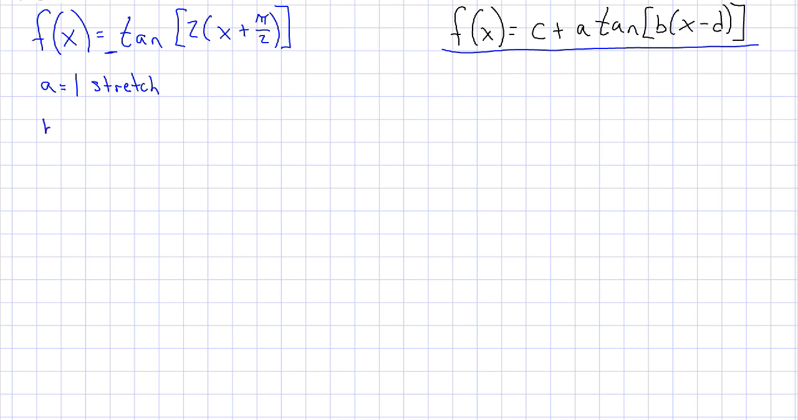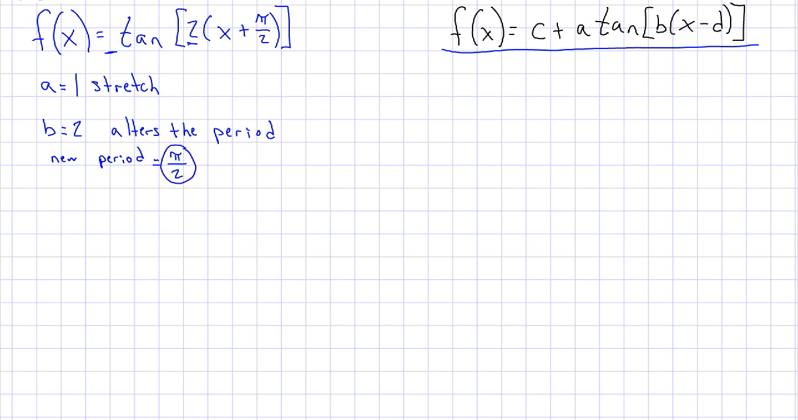I'm looking at B. This in my problem here is equal to 2. So this alters the period of the function. So remember that tangent has a period of pi. So in order to find my new period, I'm going to divide pi by 2. So this is my new period.